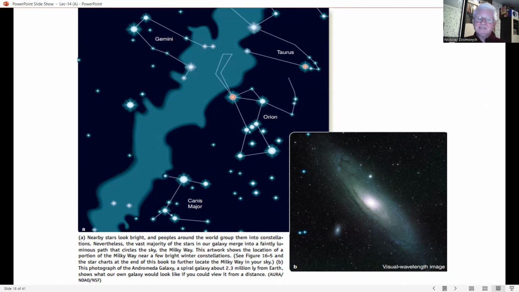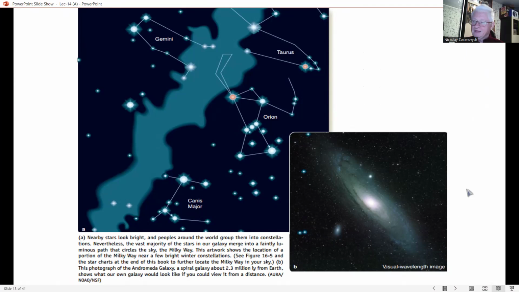Almost every celestial object visible to your naked eye is part of the Milky Way galaxy. The only exception visible from Earth's northern hemisphere is the Andromeda galaxy, cataloged as M31, just visible to your naked eye as a faint patch of light in the constellation Andromeda. Seen from a distance, our galaxy probably looks much like the Andromeda galaxy, as you can see on the right part of this slide, the lower bottom part.